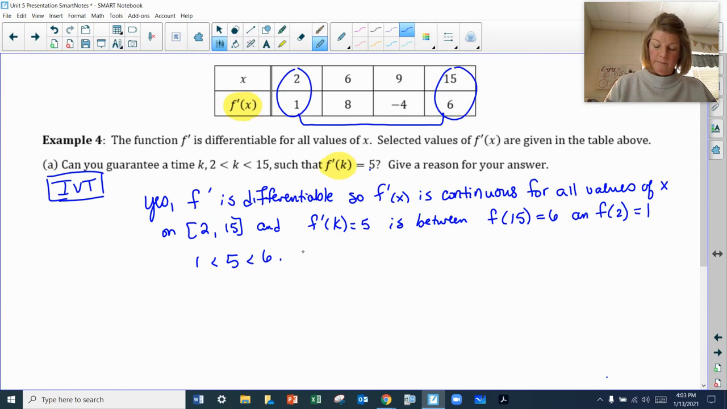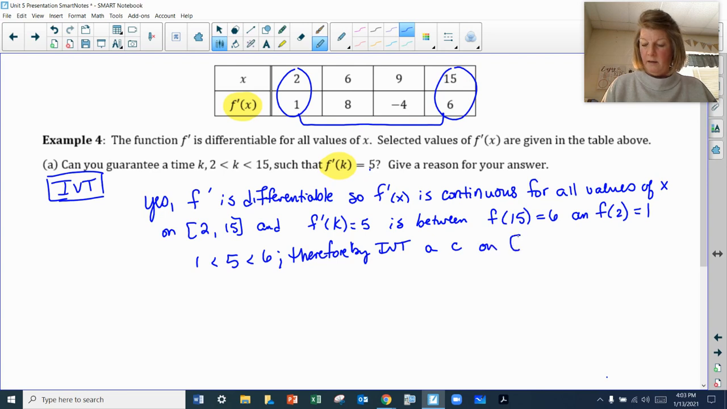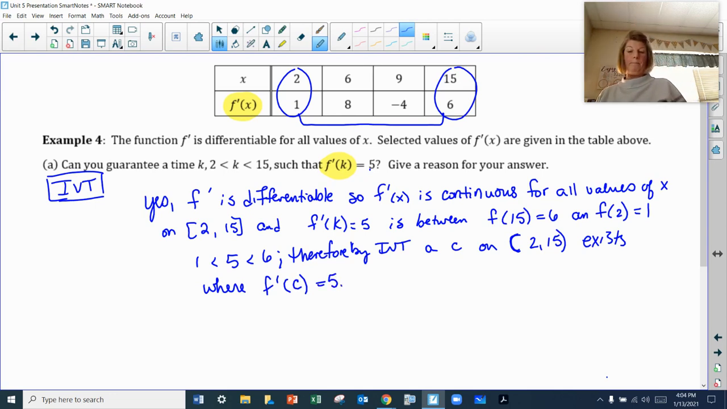And therefore, whoops, didn't finish my word. Therefore, by the IVT, a C on open interval 2 to 15 exists where f prime of C, they use K, I use C, equals 5. Okay. That's all we need to do on that one.